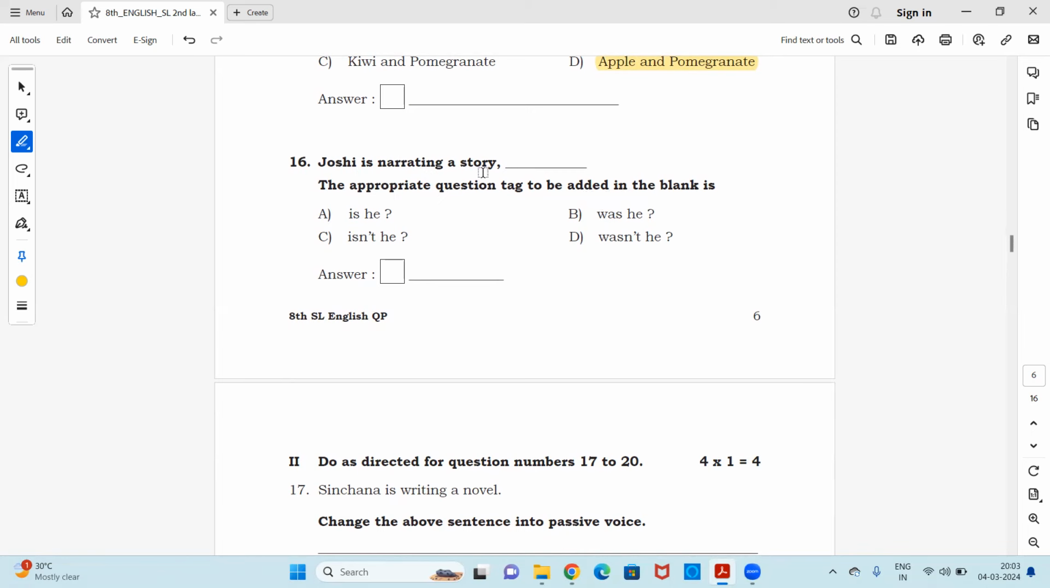When you read the sentence, if it is positive, of course, the question tag would be negative. And you see the verb here is, so "is" with the negative tag. In the options, if you see it, "isn't he." So option C will be your right answer: "Joshi is narrating a story, isn't he?"